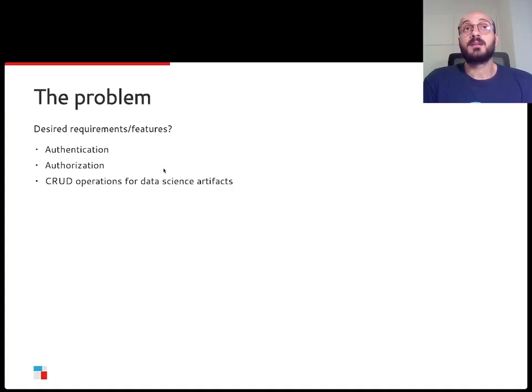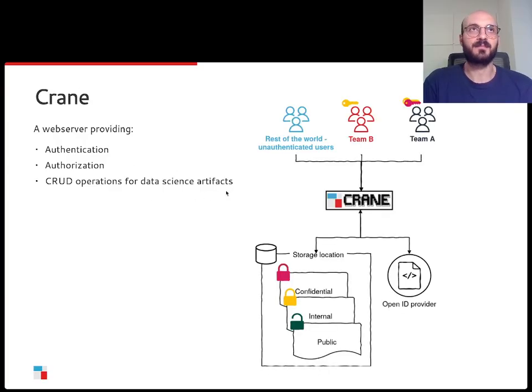To do this, we needed to implement some requirements or features, namely authentication, which we did using OpenID providers, authorization, which is defined in the configuration file of Crane, and lastly, we want to allow users to create, read, update, and delete data science artifacts, which, to be frank, are just files, PDF files, R Markdown files, HTML files. It doesn't really matter. It's just a fancy word for files.